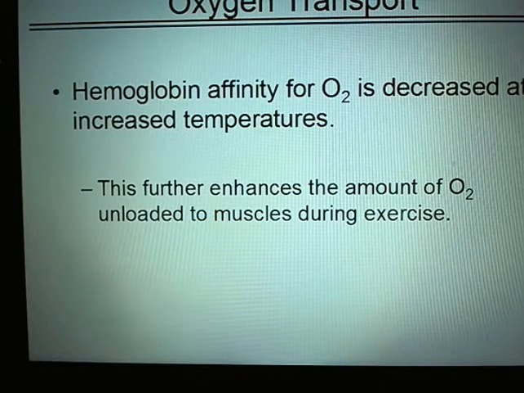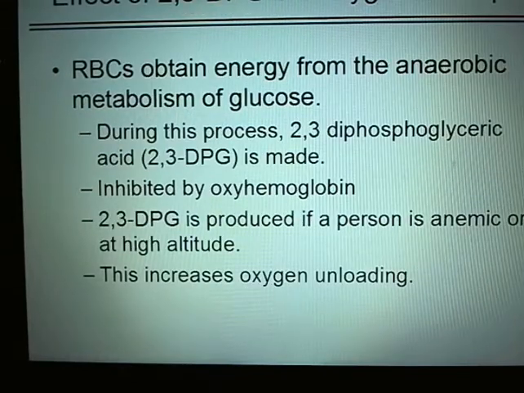Hemoglobin affinity for O2 is decreased at increased temperatures. And then you have our energy from anaerobic metabolism, with increased 2,3-DPG. 2,3-DPG increases oxygen unloading. It is increased in people training at high altitude, people that live in Nepal, up in the Himalayas. This increases the oxygen unloading. It allows whatever oxygen has gotten into the lungs and into the blood to unload into the tissues more easily.